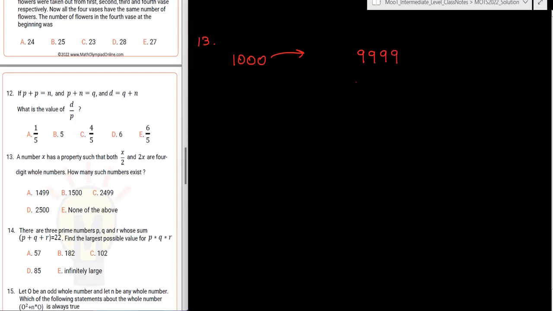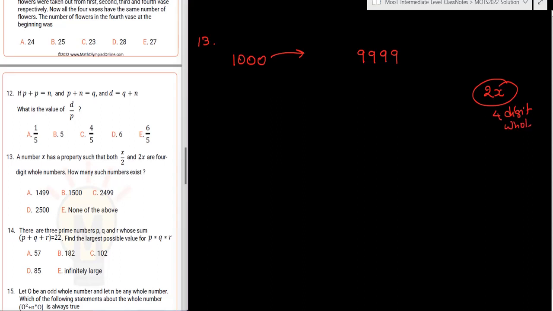Okay. Now we have to find how many such numbers exist. Such numbers meaning how many numbers like x, which has a property that if you divide by 2, it is still a 4-digit whole number. If you multiply by 2, that is also a whole number. Okay, let's take this multiply by 2 first. 2x should be a 4-digit whole number.